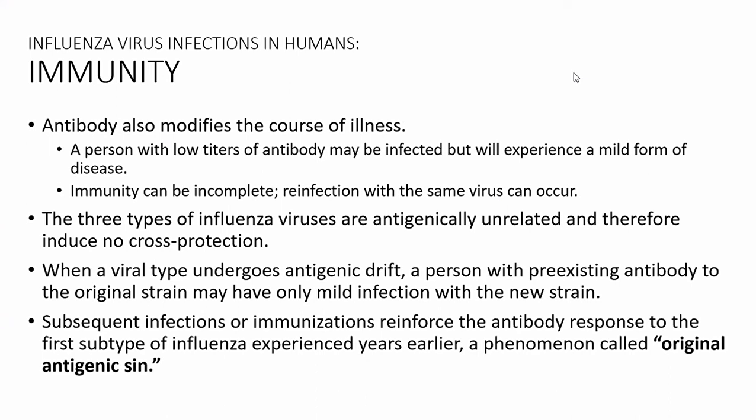Antibody also modifies the course of illness. A person with low titers of antibody may be infected, but will experience a mild form of disease. Immunity can be incomplete, and reinfection with the same virus can occur. The 3 types of influenza viruses are antigenically unrelated, so they cannot induce cross-protection. When a viral type undergoes antigenic drift, a person with pre-existing antibody to the original strain may have only mild infection with the new strain.